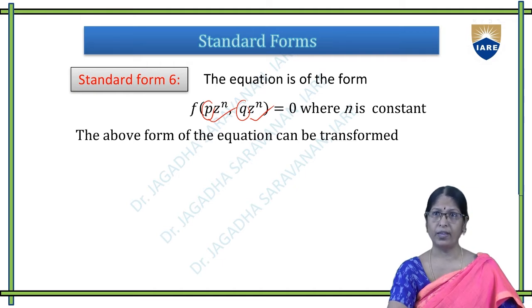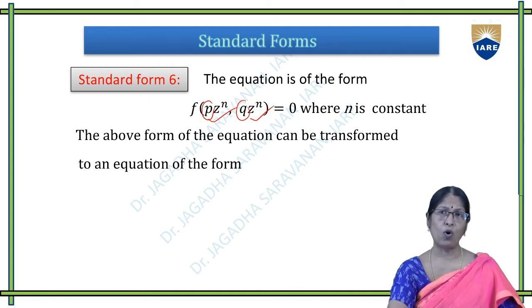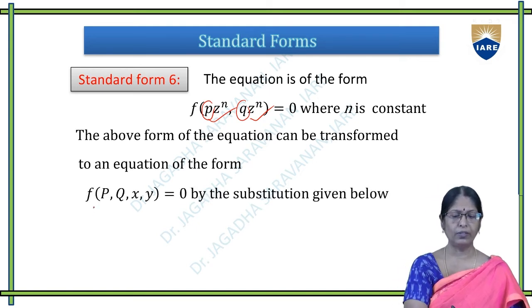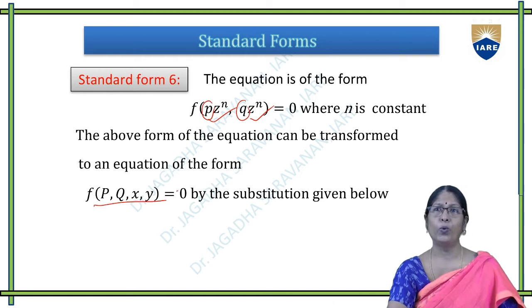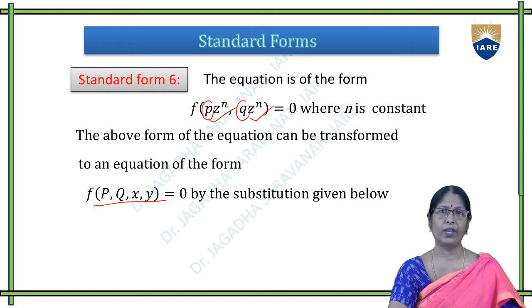If it is in the above format, then we have to transform standard form 6 into standard form 3. Then after transforming, from there onwards we have to follow standard form 3. So this is standard form 3, we know it very well. That is standard form 3, which has p, q, x and y.